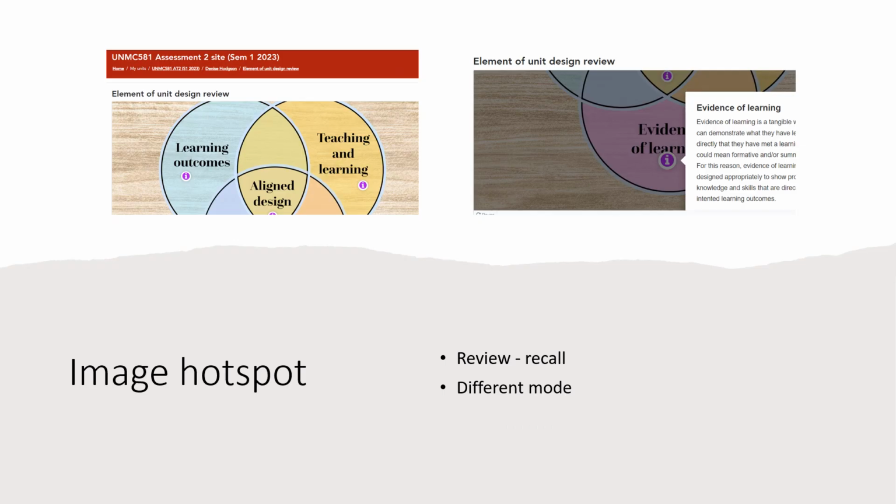One of the review activities is an image hotspot. Image hotspots are a nice way to review content, and reviewing the content in a different mode just allows you to access it through different channels and to recall that information. How image hotspots work is you can see on the Venn diagram there's these little information icons. You click the icon and then some text comes out and it allows you to read about that.